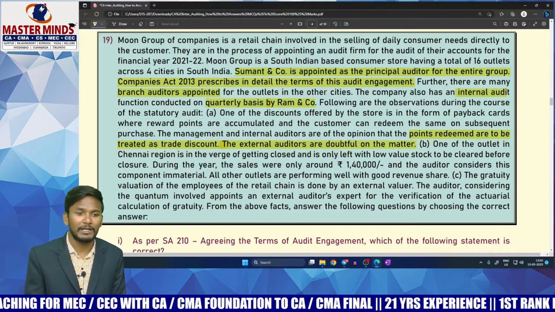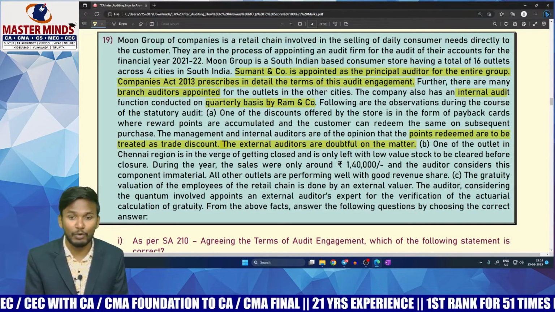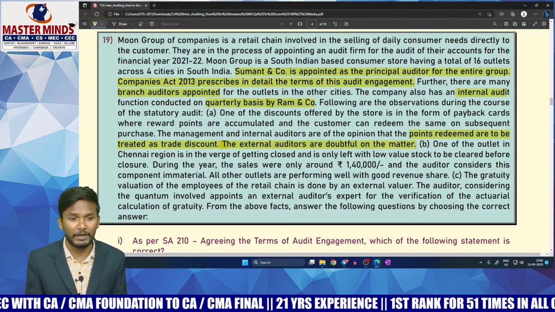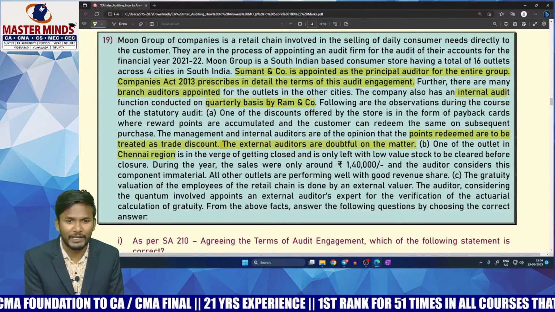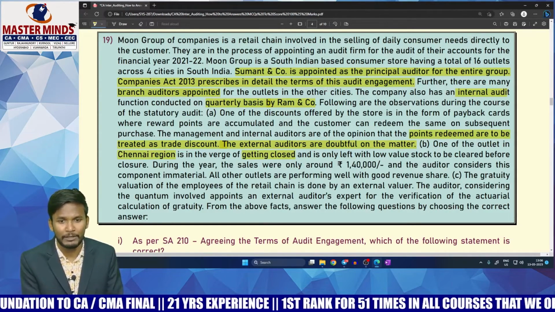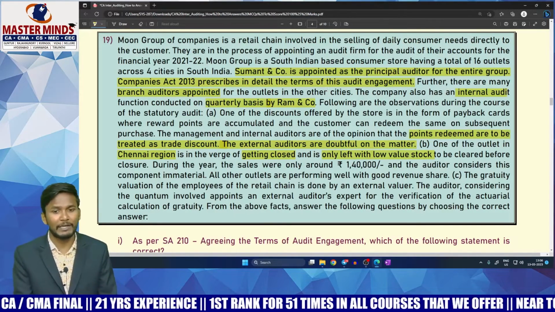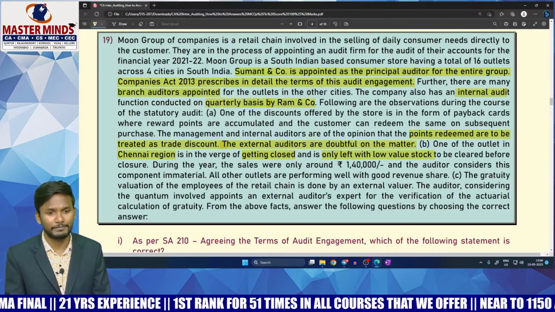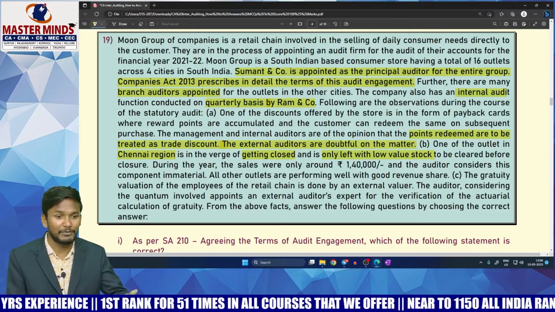Okay. So one of the outlets in the Chennai region is on the verge of getting closed and is only left with low value stock to be cleared before closure. For the Chennai region, they are almost getting closed here. They are only left with low value stock. That means they are trying to indirectly convey here that the stock is immaterial. Indirectly they are trying to convey, sir, the stock is immaterial. That kind of suggestion is being given to you.